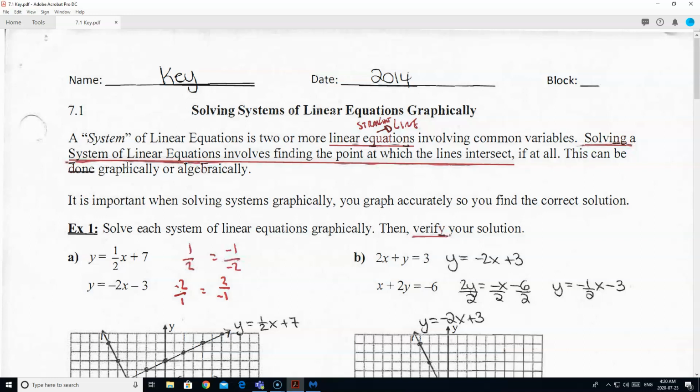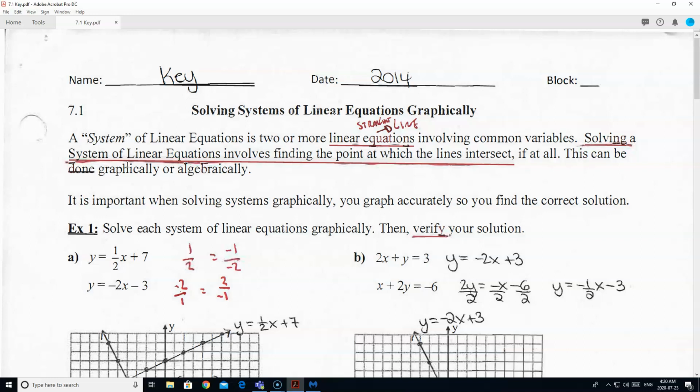We're going to be looking at the equations in the form y equals mx plus b, or the slope-intercept form. If you get an equation that doesn't look like that, you can just use some algebra and convert it to y equals mx plus b, and then you just graph the two lines.